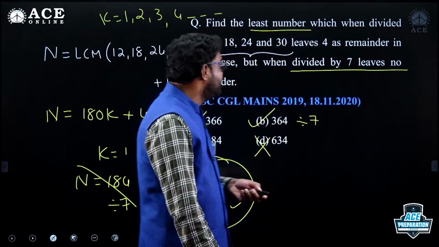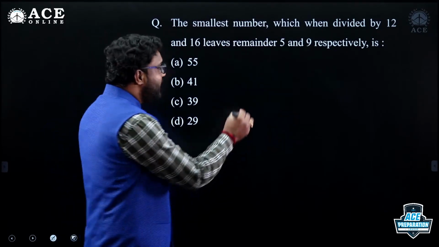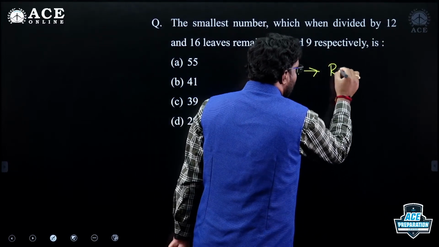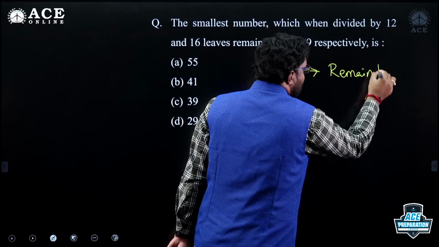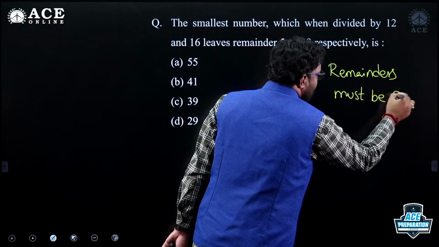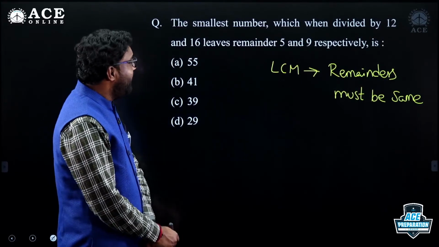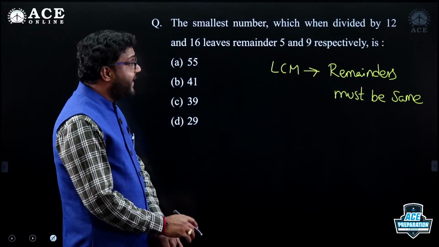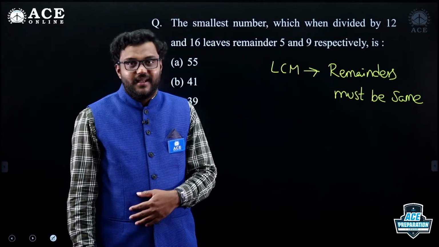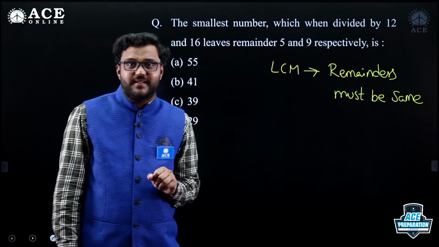See the next question. Now, one point to keep in mind: if you want to apply LCM, if there are remainders, the remainders must be the same. Here, what is the problem? The smallest number when divided by 12 and 16 is giving remainder 5 and 9. Different remainders. Previous question, remainder 4 in each case. Before that, they mentioned remainder 2 in each case.